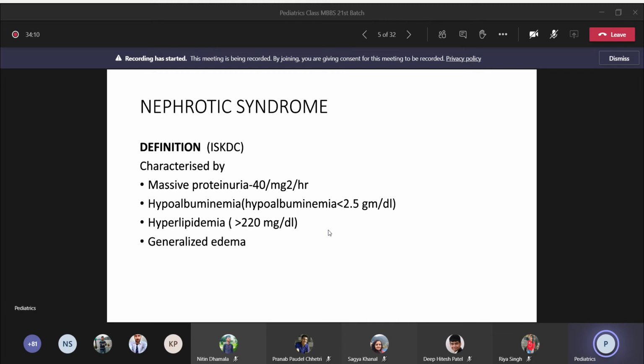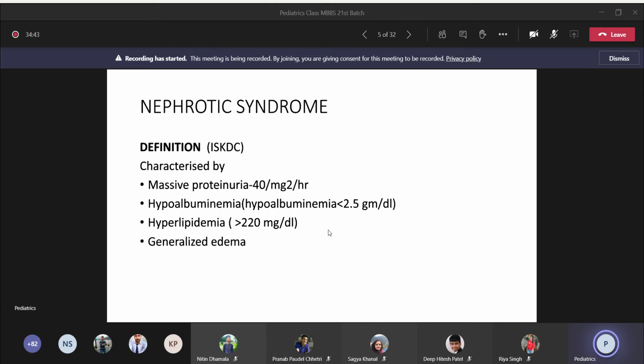Okay, then come to why there is hyperlipidemia. The hyperlipidemia is due to conservation of the very low density lipoprotein, loss of apoprotein, and then loss of the level of high density lipoprotein. So all those cause hyperlipidemia. Okay, so you have to know what is the level of cholesterol in the blood.